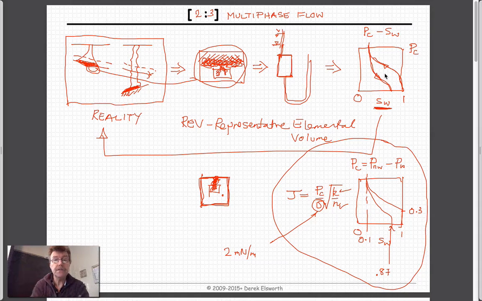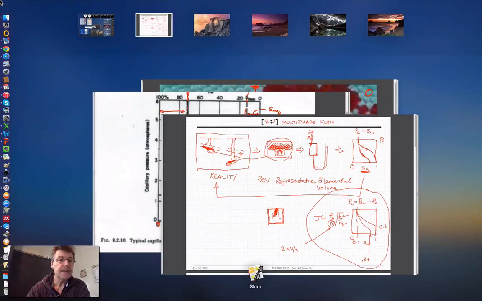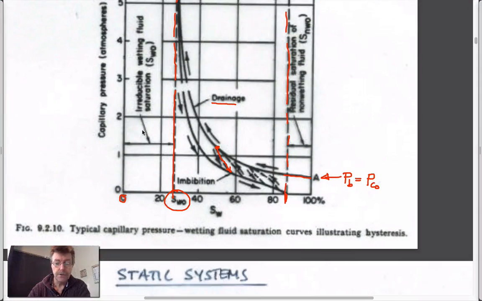Okay, so that's a recap of what we've done for the first couple of sessions. We've talked about multiphase flow. So let's see how we might use that in some useful way.